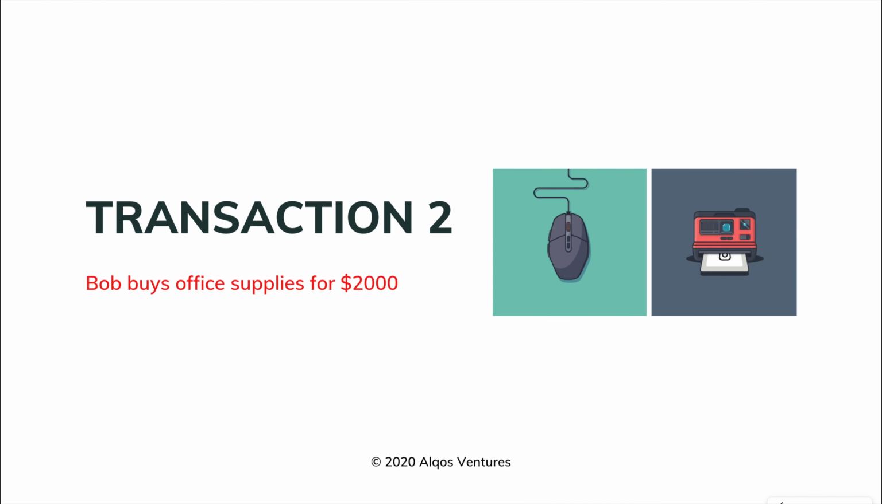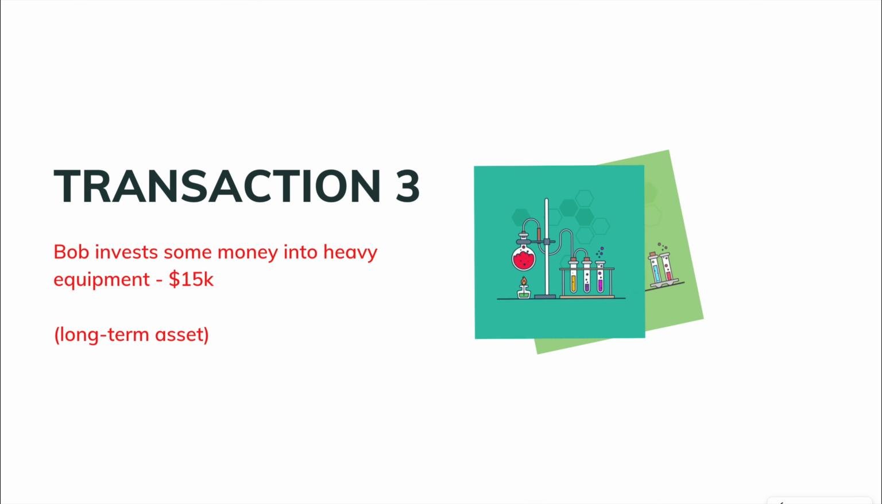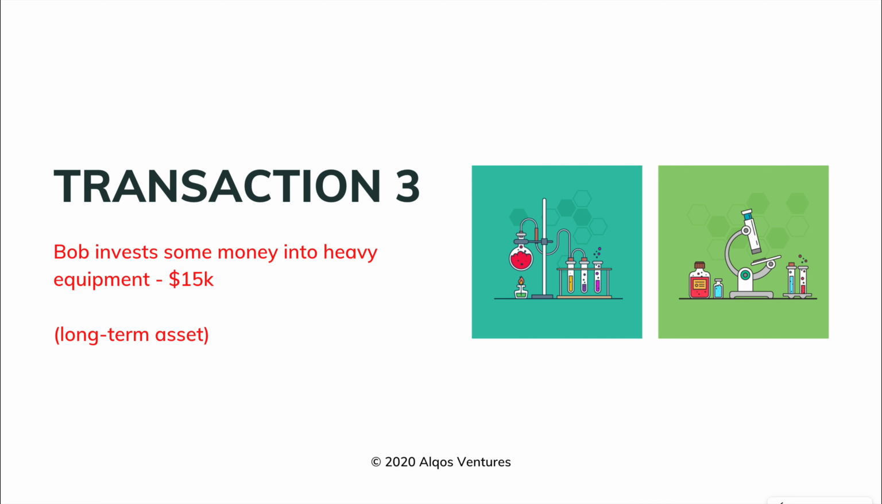So looking at the next transaction, we have Bob invests some money into heavy equipment for $15,000, which means this is not regular things such as stationery or something simpler for the office, but this is actually a bigger expense, and this could go into buying something that will stay for a while. It could also be considered a long-term asset.